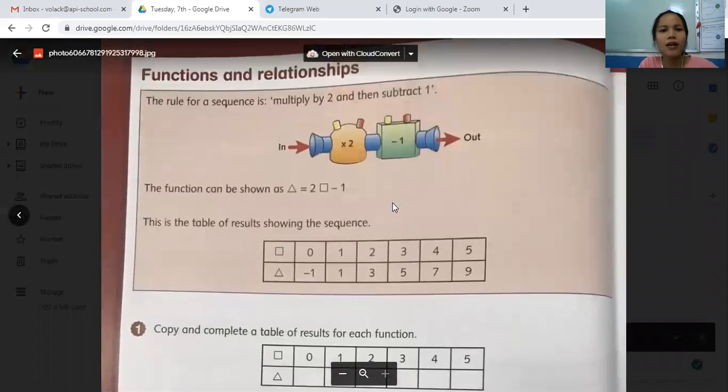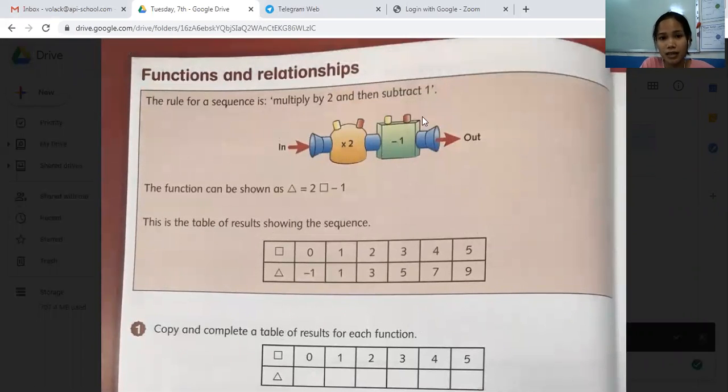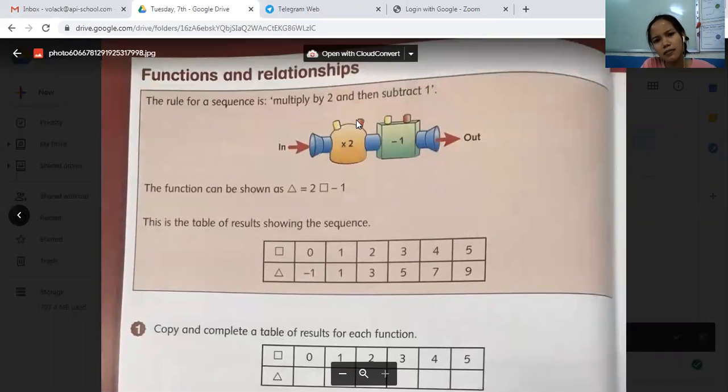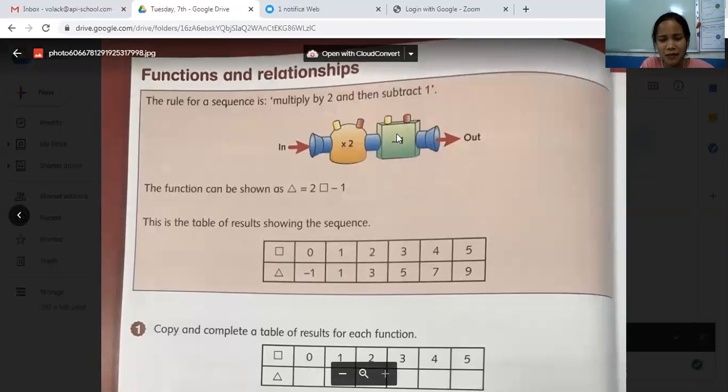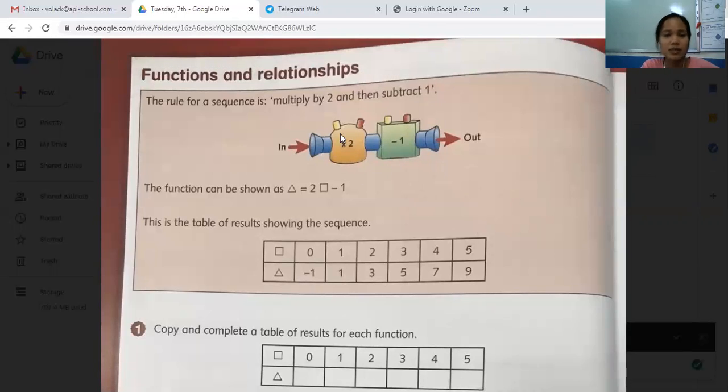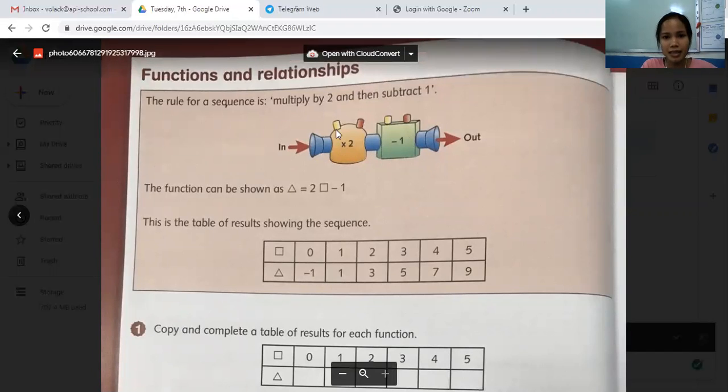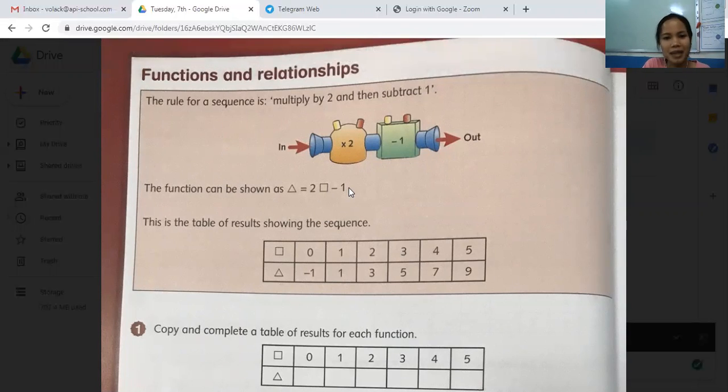Functions and relationships. So this is a math machine. They tell you the rule for a sequence is multiply by 2 and then subtract 1. I think you can see this math machine. I think it's in grade 3 or grade 2, I don't know, but I saw this in grade 4 and grade 5, and now I see it again in grade 6, so it's easy for you to understand. Multiply by 2 and then subtract 1, or the function can be shown as rectangle equals square minus 1.